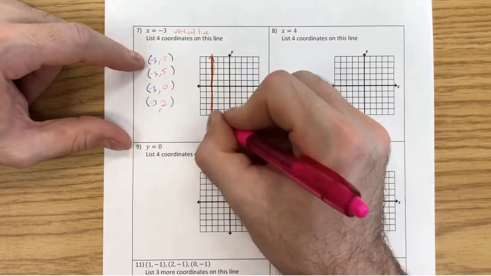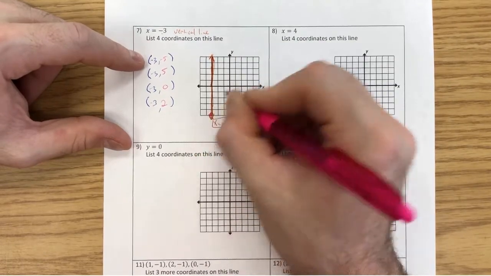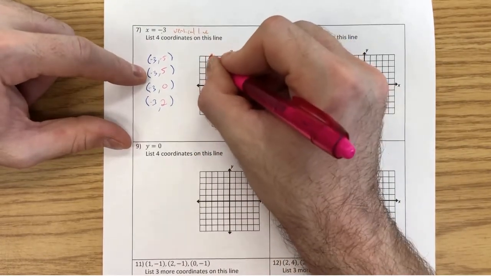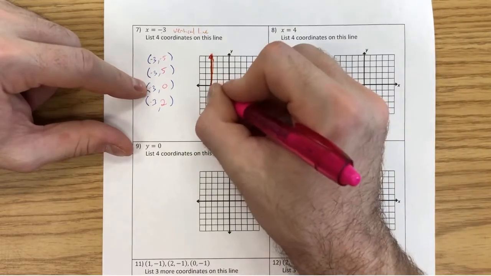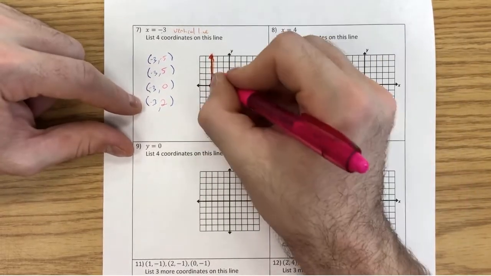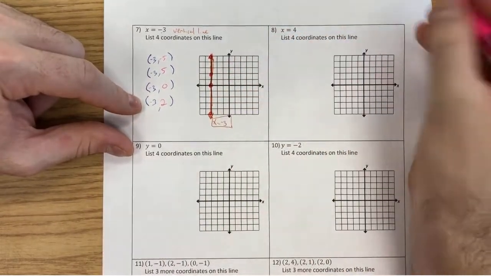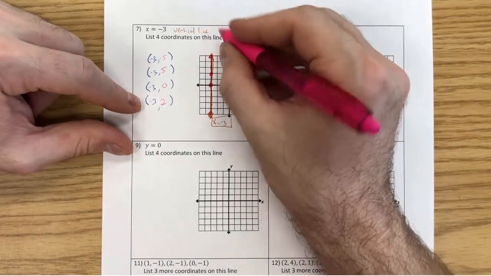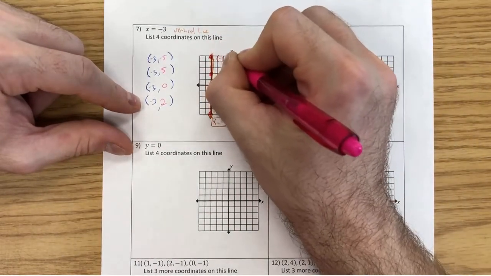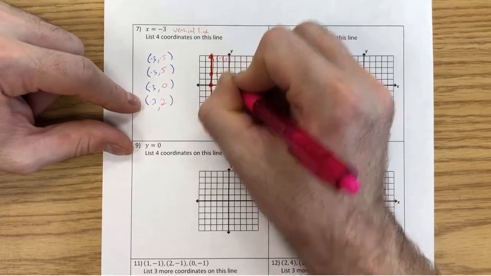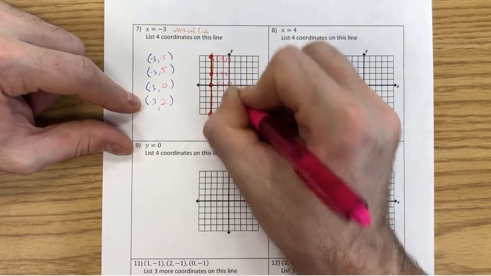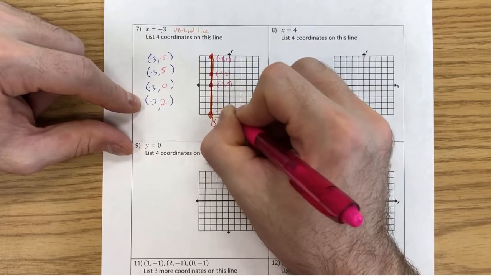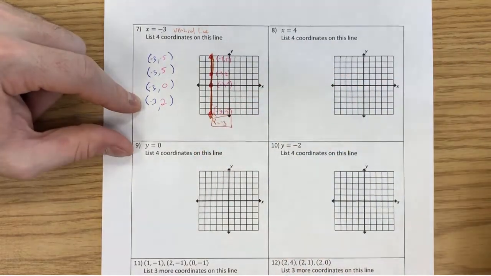And so this would give me -3, -5. This would give me a -3, +5. This would give me a -3, 0. This would give me a -3, 2. I have boop, boop, boop, boop, those 4 points. Go ahead and label them. -3, 5, -3, 2, -3, 0, -3, -5. Boom. That's it.